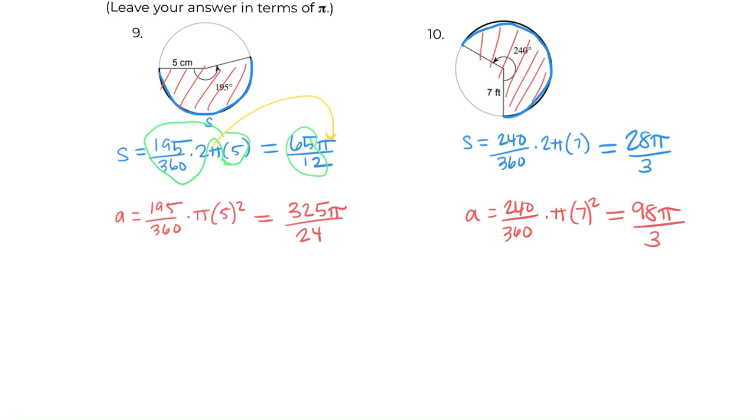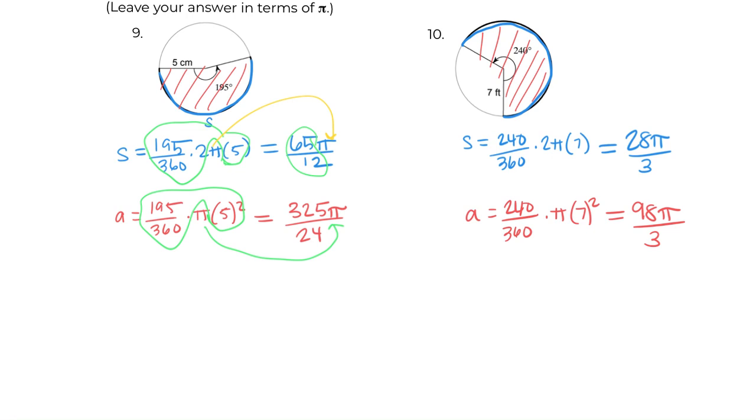For my sector area, again, percentage of the circle, so my angle over the total degrees times the total area, which is pi times 5 squared. I multiply everything except for the pi, and then at the end I'm going to tack the pi on. Because it's multiplying, it goes on the numerator. So that's how I got those answers, in case you did not get the same thing.